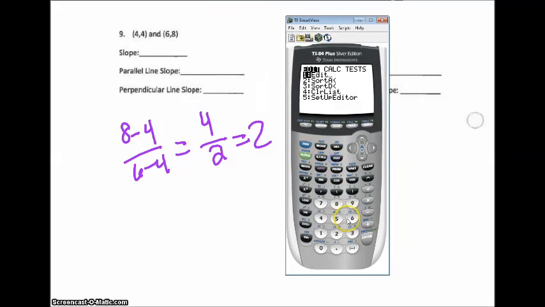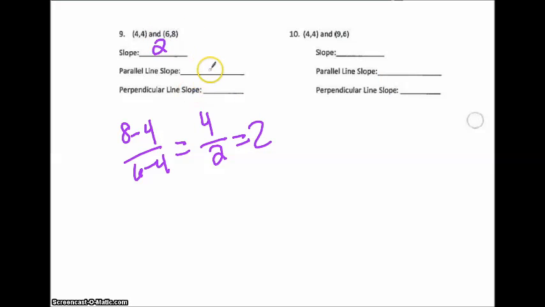Go to Stat, Edit, and your L1 is going to be 4 and 6, and your L2 is going to be 4 and 8. You go back to Stat, over to Calc, choose number 4, enter. A is 2, which is what we already said the slope was. A parallel line is going to have the same slope, so it's also 2. For a perpendicular line, you have to change the sign so it's negative. You have to think of that as 2/1 so you can flip it and it becomes 1/2.